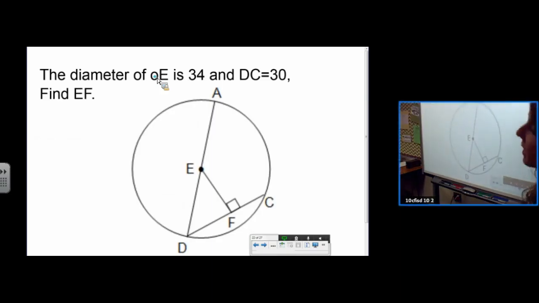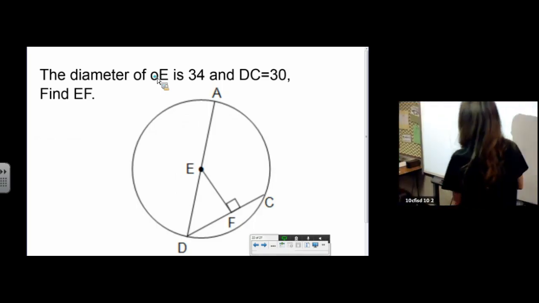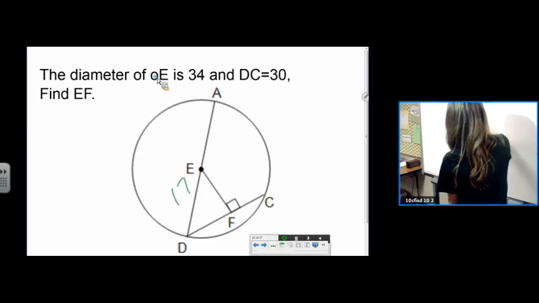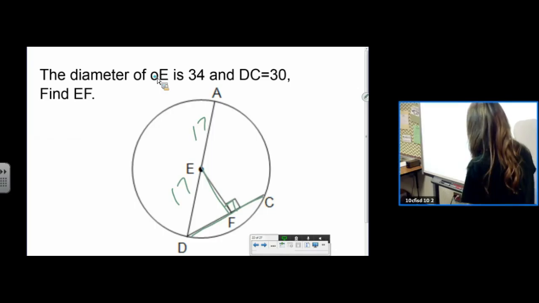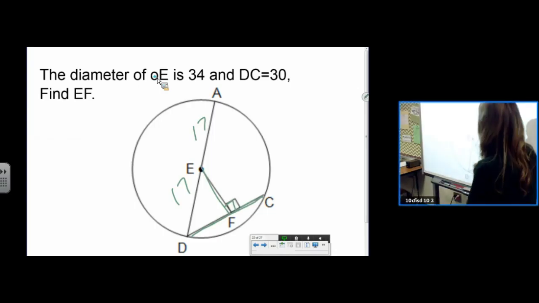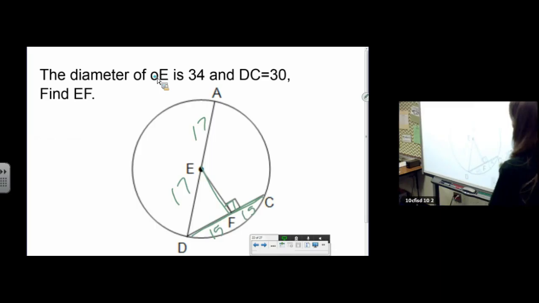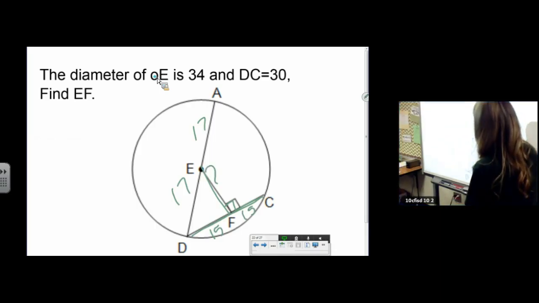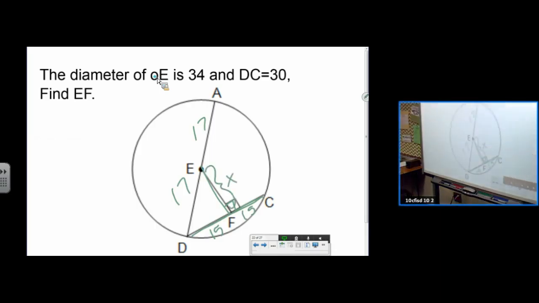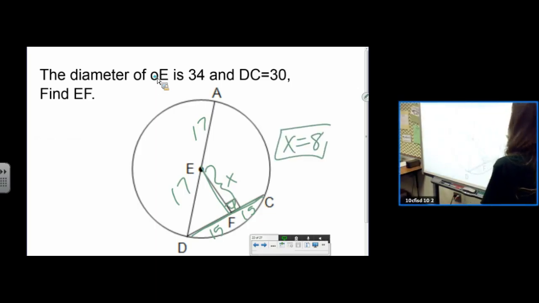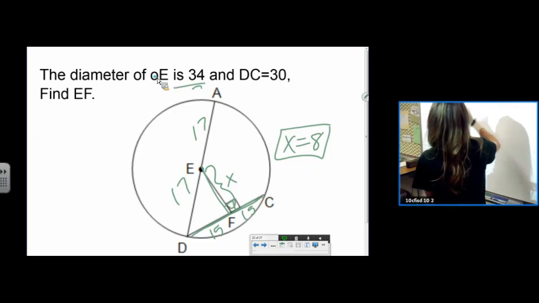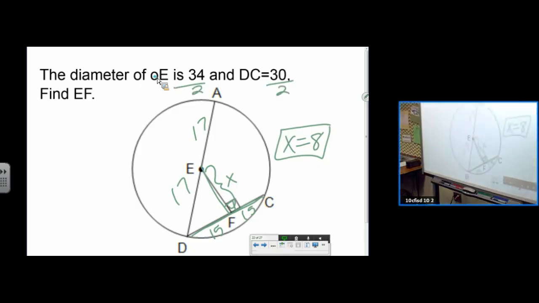Just going to work this together because we're running out of time. The diameter is 34. So that would mean what? 17, 17? DC is 30. Now, when a radius is perpendicular to a chord, it bisects the chord. Find EF. What are we going to do here? Pythagorean theorem. Yes, very good. It's a Pythagorean triple. So we had to take the diameter and cut it in half, and we had to take the chord and cut it in half because of the theorems we learned about chords.